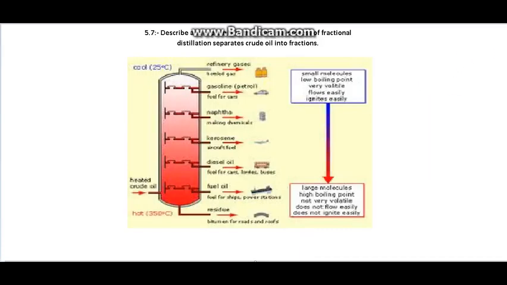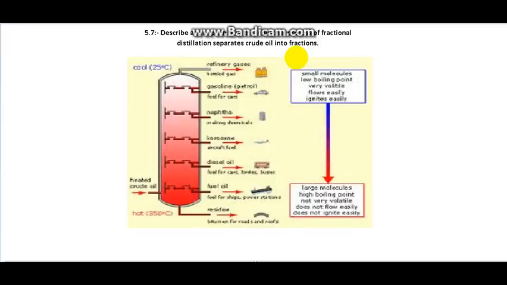And we are on to specification point 5.7, which is to describe and explain how the industrial process of fractional distillation separates crude oil into fractions. So first of all, the crude oil goes through the processor here, the one I'm circling, and it goes through these stages. It goes through 1, 2, 3, 4, 5 stages until it reaches its final stage. And the first stage is refinery gases, gasoline, naphtha, kerosene, diesel oil, fuel oil, and final residue.